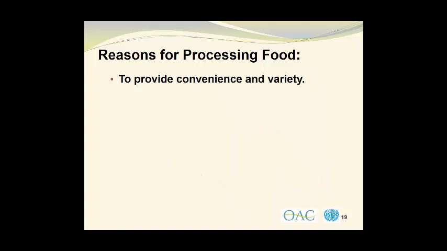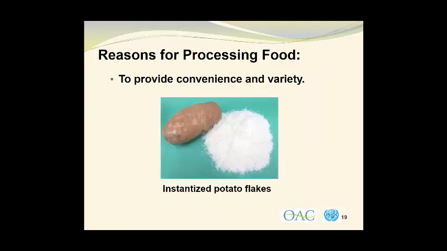We want to provide convenience and variety to the consumer. You may not be familiar with instantized potato flakes, but they are a really good example of how processing can provide a convenient food product. In this case, the potato is peeled, cooked, and mashed. Then the mashed potatoes are placed in a special dryer where they are converted into dried potato flakes. The dried potato flakes can then be stored for later use.